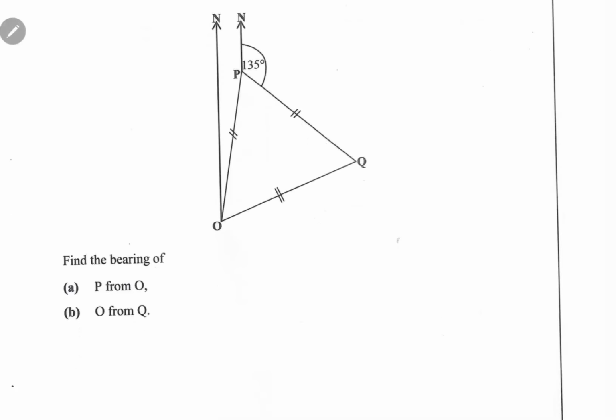So P from O. Immediately you are told P from O, you stand at O. Where is O? Right here. You put up a north. There's already a north. Then you move until you meet the line OP. So you're going to move slightly here. So this is the bearing that we are looking for. This right here. Now, what is the size of this?